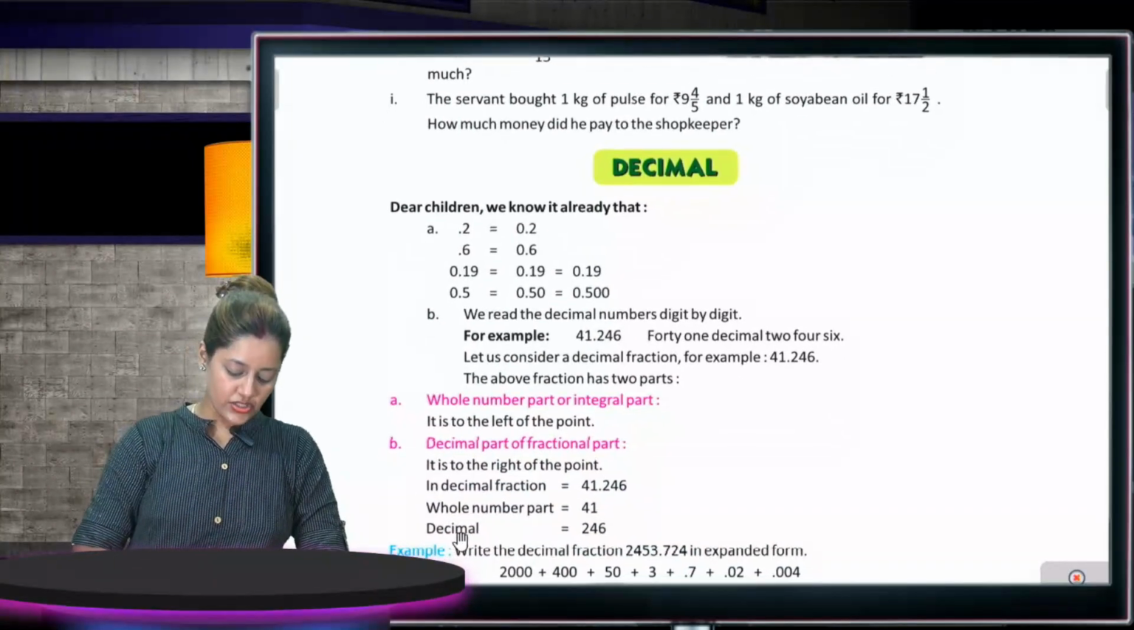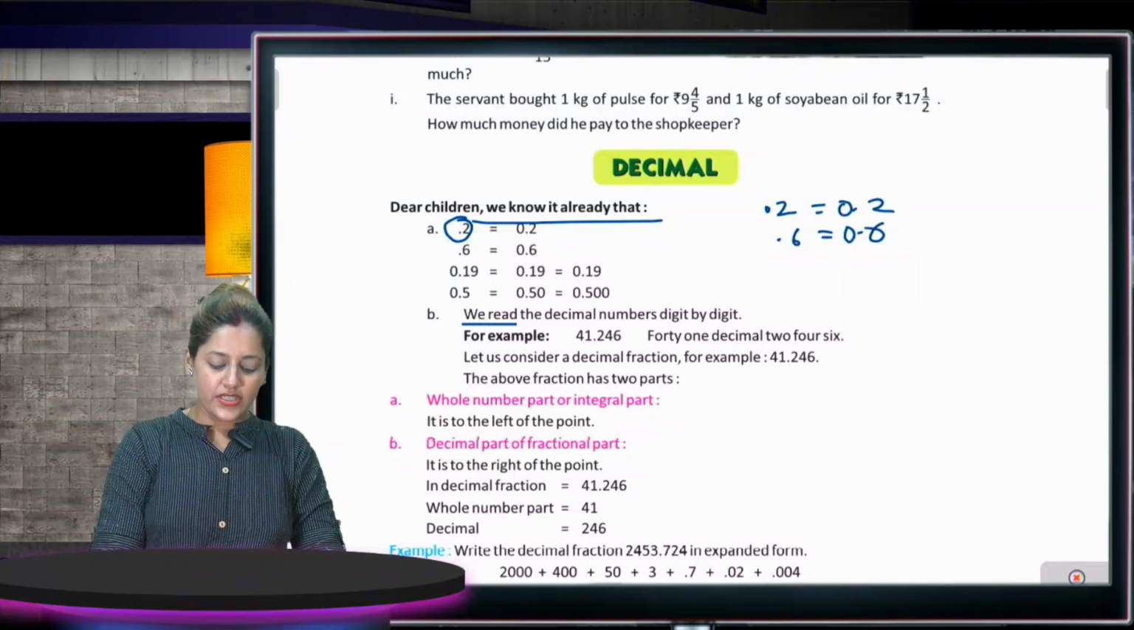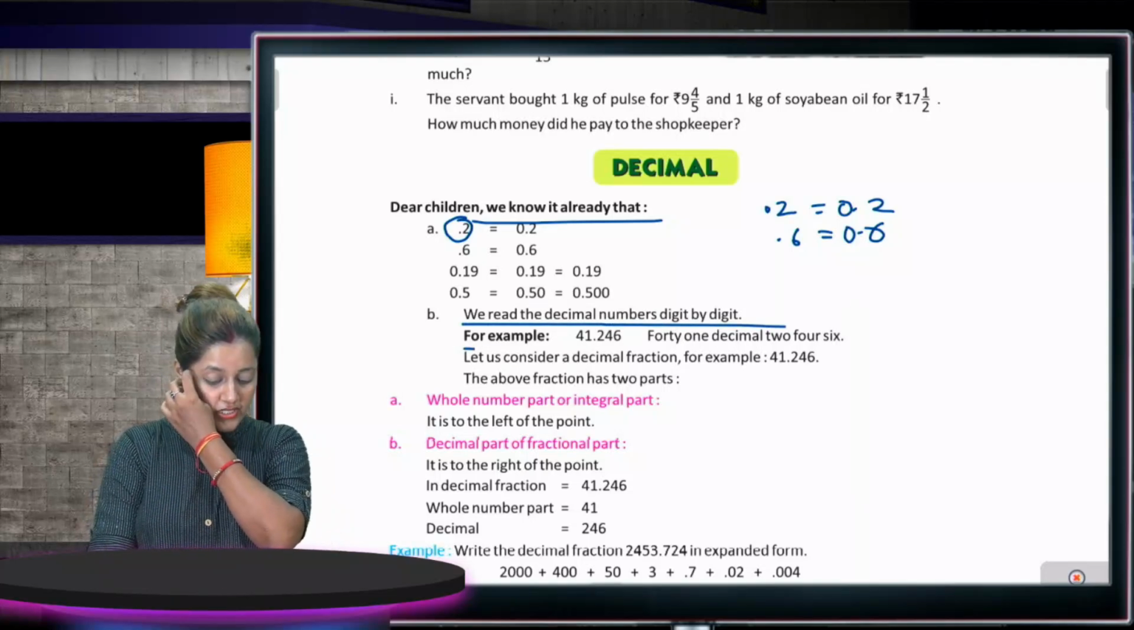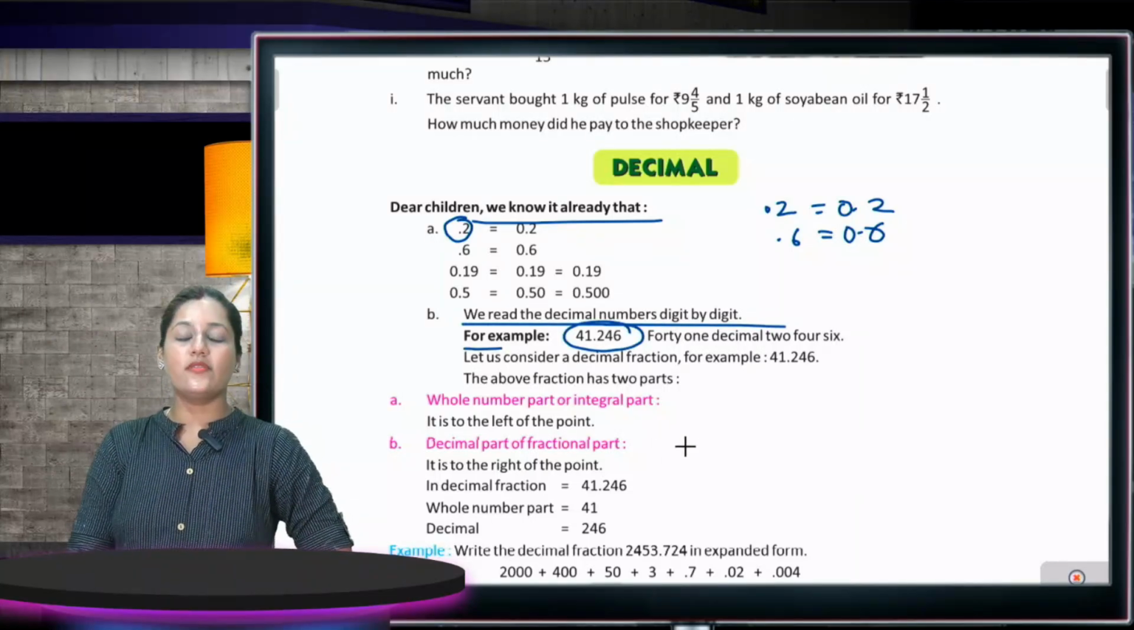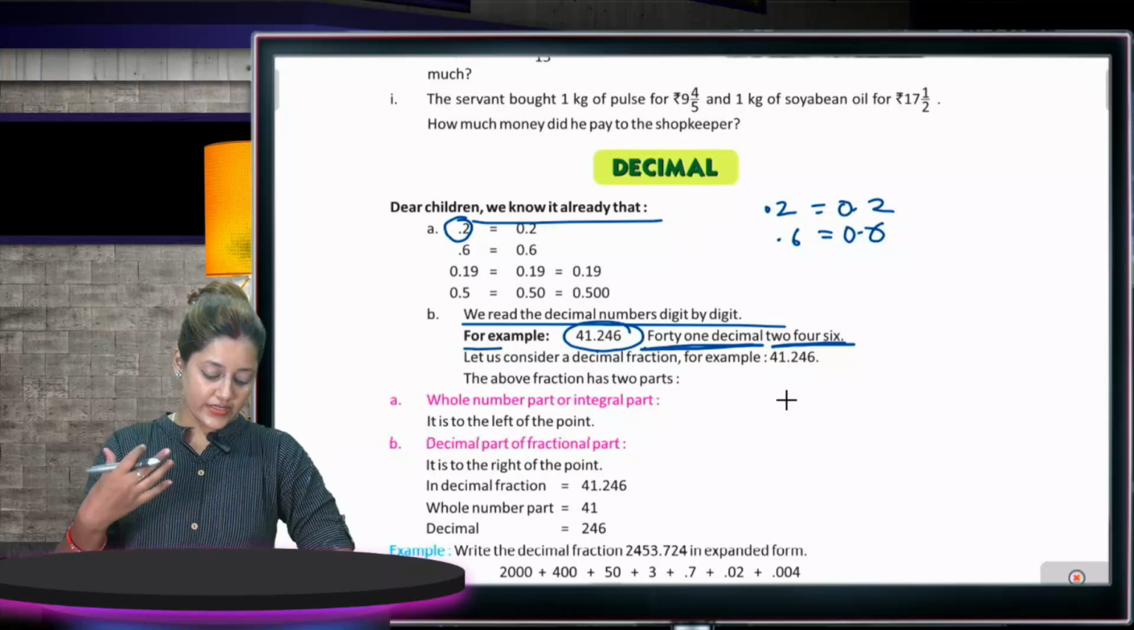Dear students, dear children, we know it already, like 0.2 is 0.2, 0.6 is 0.6. So we read the decimal digit by digit. For example, 441.246. So 441 decimal 246. So this is the way of reading the decimal.